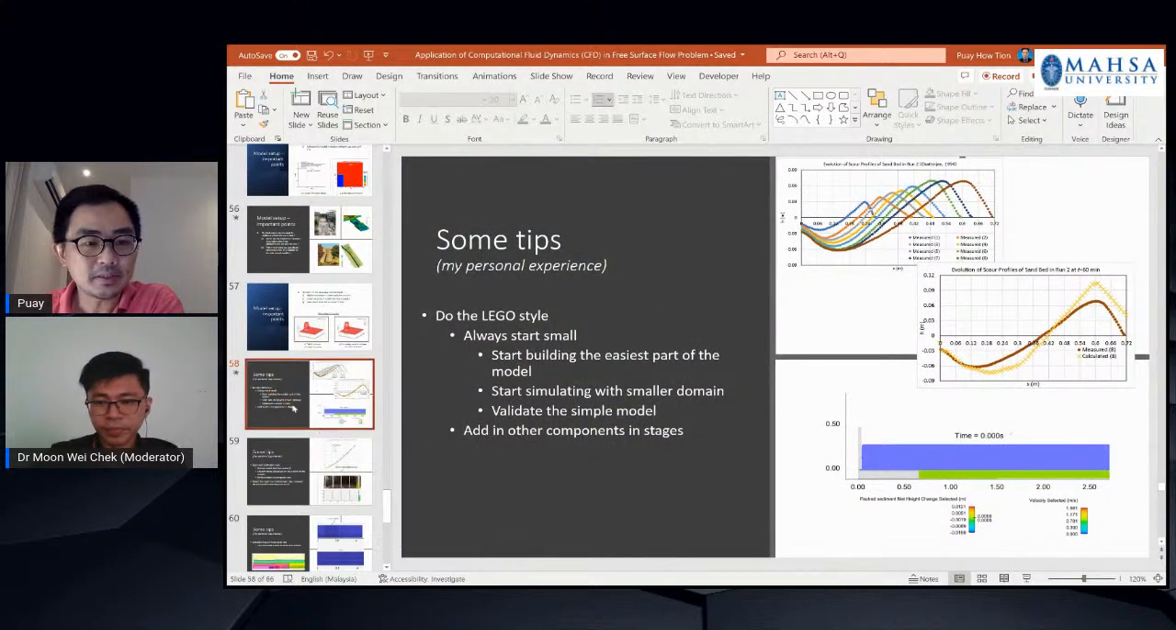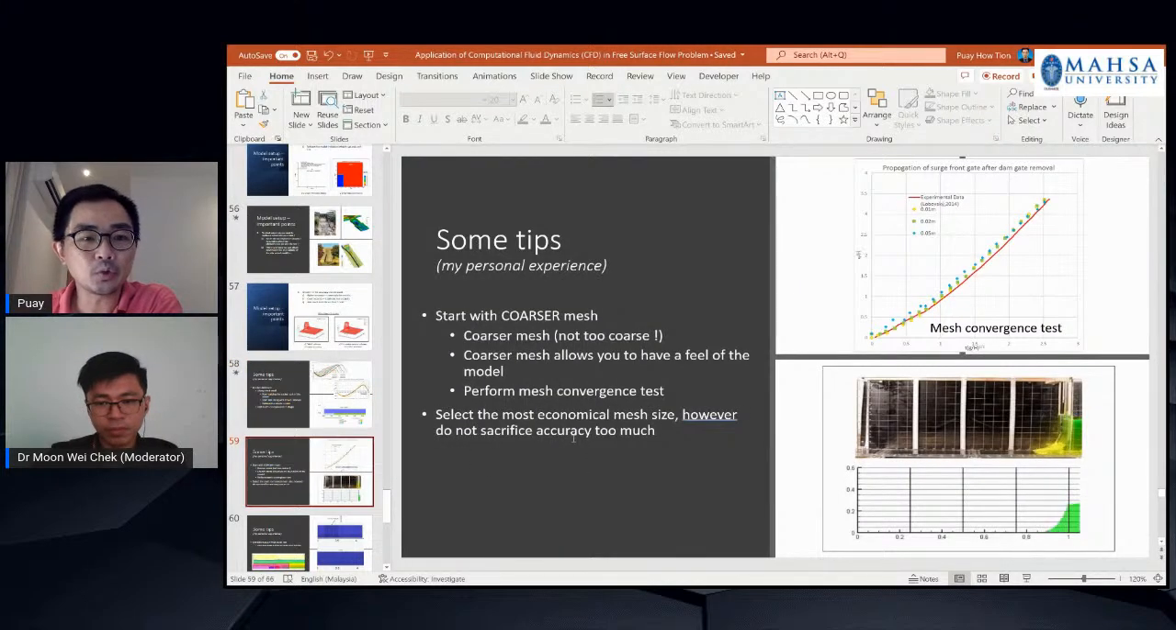My personal tip is to always start from the smallest part, and then add in other important parts in stages. You can also try a coarser mesh, and then increase the accuracy by reducing the mesh size and performing mesh convergence tests. So this is a mesh convergence test. We change the mesh size, and we see whether there is any good improvement if we change to a smaller mesh size.